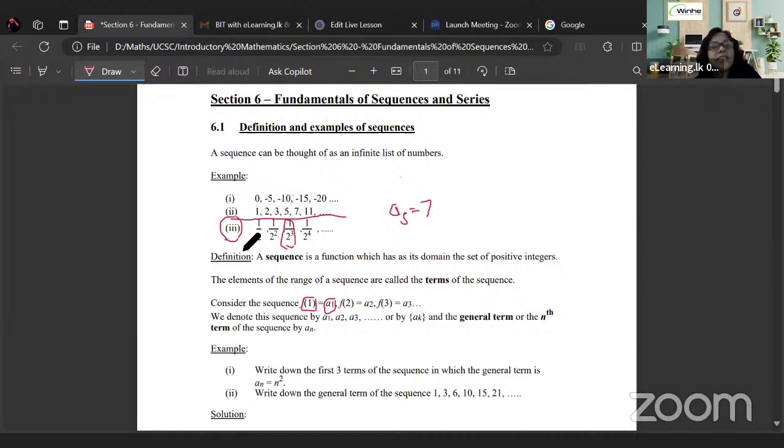So how do we define the general term of this series? For the third series, the nth term you can define as 1 over 2 to the power n. If you substitute 1, or if you want to find the first term, if you know the general term, then you can easily find each term of the series.